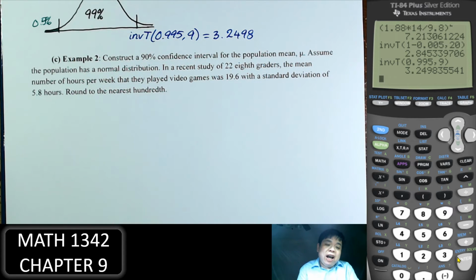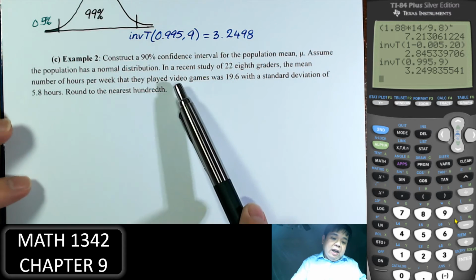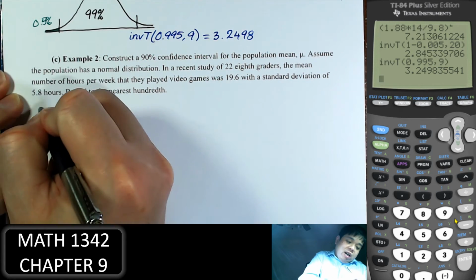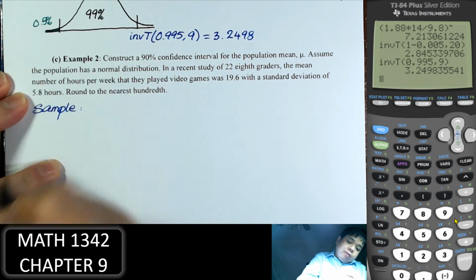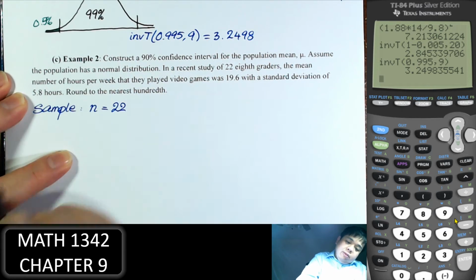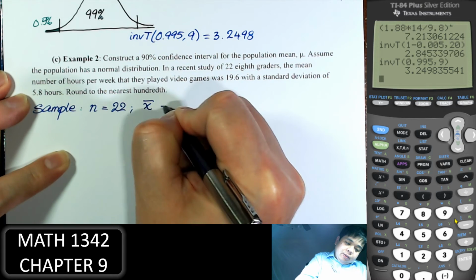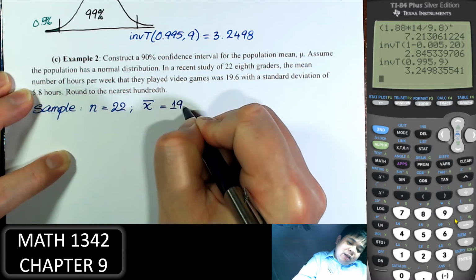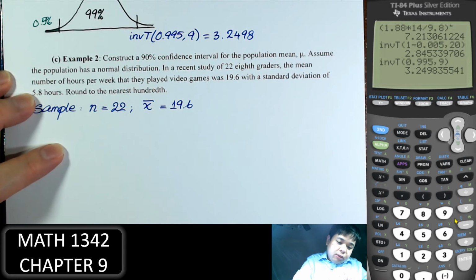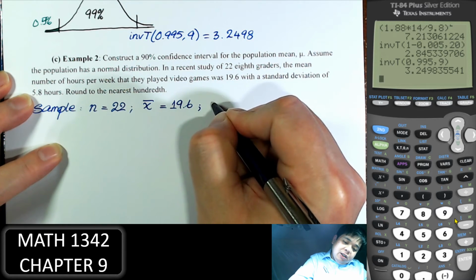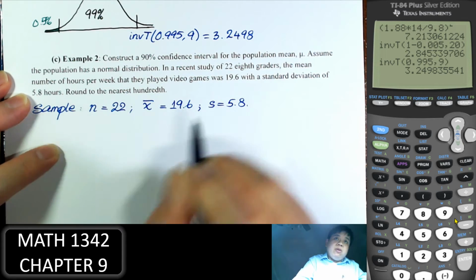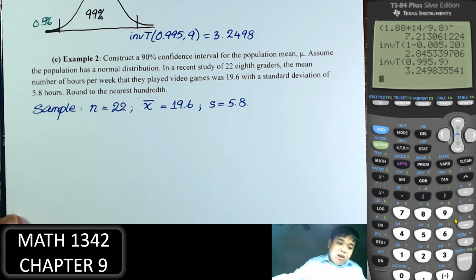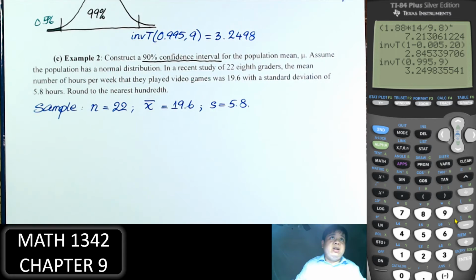Next, construct a 90% confidence interval for the population mean. Assume that the population is normally distributed. In the recent study of 22 adults, so we write out what we have for the sample. There are 22 of them with the mean of 19.6, and standard deviation of 5.8. So that's what we have for the sample. And in that case, we construct a 90% confidence interval. I'm just going to use the calculator here.